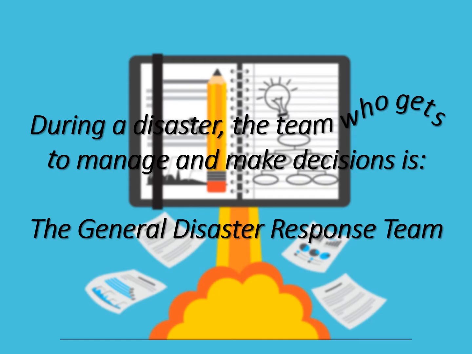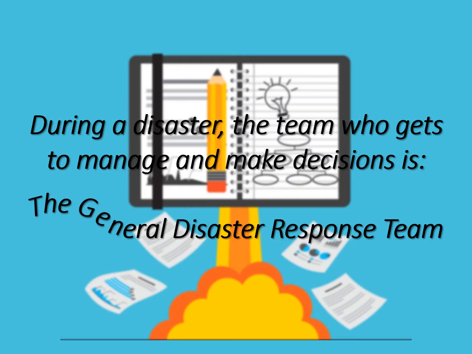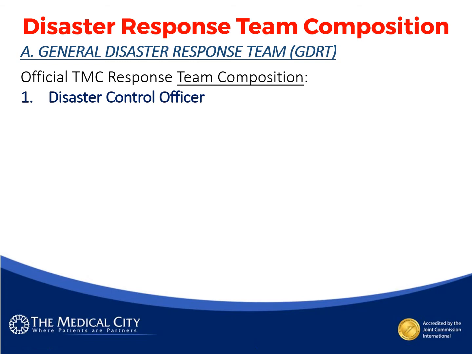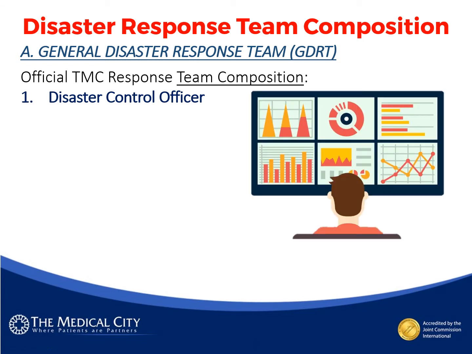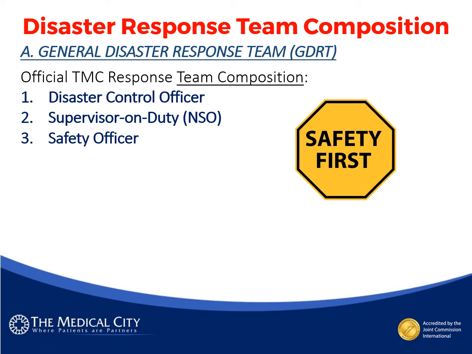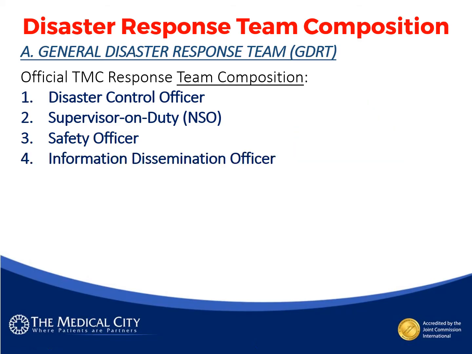During a disaster, the team who gets to manage and make decisions is the General Disaster Response Team. The General Disaster Response Team or GDRT is composed of the following: Disaster Control Officer. She'll be responsible in overseeing the overall situation of the disaster. In her absence, the Supervisor on duty or SOD shall take her place. Safety Officer or SO shall report directly to the DCO and has the single function of concern for safety during emergency response operations. Information Dissemination Officer or IDO shall be the one responsible in documenting the entire disaster plan by accomplishing the disaster information checklist inside the command post.